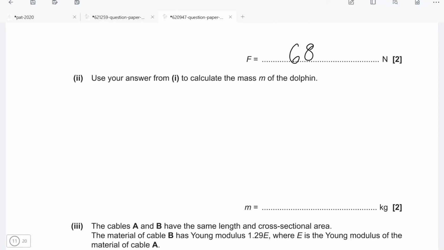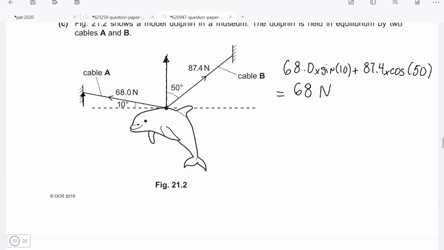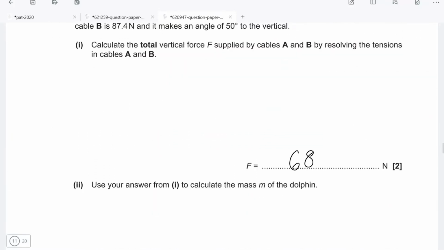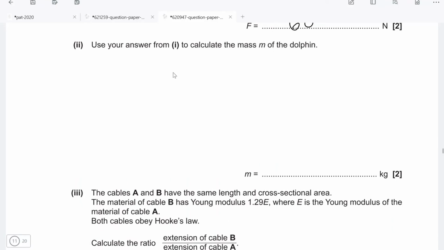For the next part, we want to use our answers, so 68 newtons, to calculate the mass of the dolphin. Okay, that's not so bad because we've calculated the total upward force. Now, because the object, the dolphin, is not moving, the sum of all the vertical forces is going to have to equal the sum of the only force which is acting downwards, and that is, of course, the weight. So we already know that if this plus this is 68 newtons, then the weight will also be equal to 68 newtons.